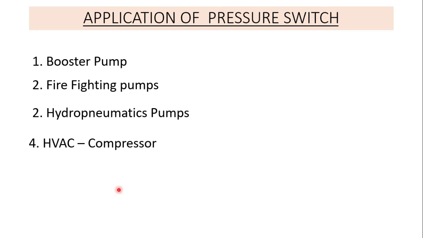Another is the HVAC compressor. In HVAC, like VRF and even chillers, every compressor has a high pressure switch and a low pressure switch on the discharge according to set points. This is for the safety of the compressor in chillers and VRF. Another is the air compressor, generally used in laundries, bottling plants, and the vehicle industry. So these are the major applications of the pressure switch.